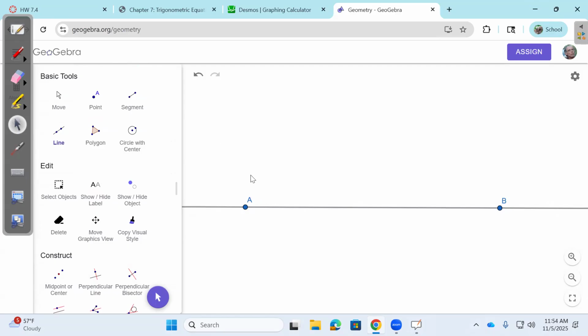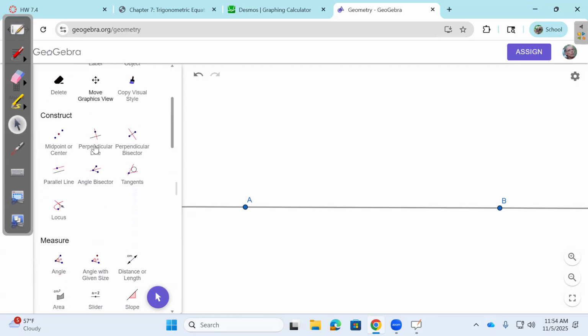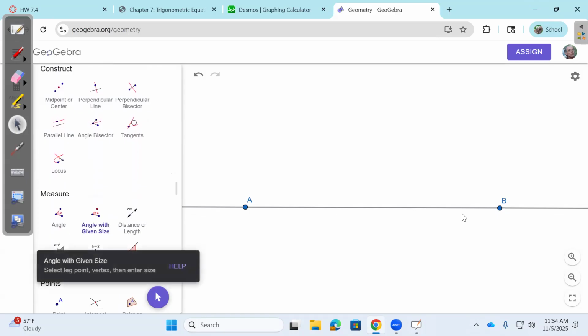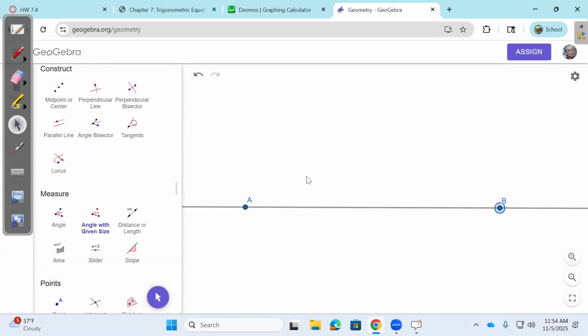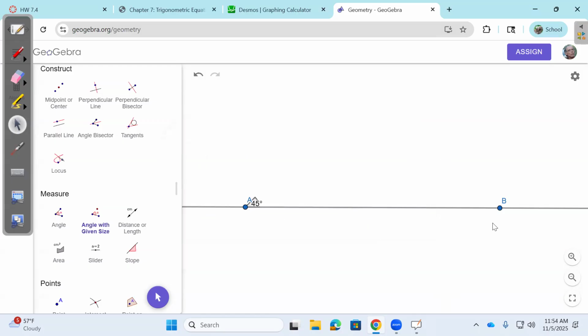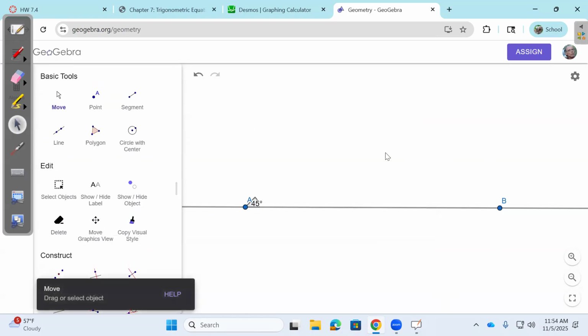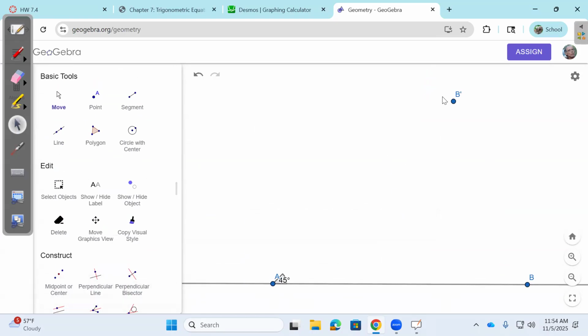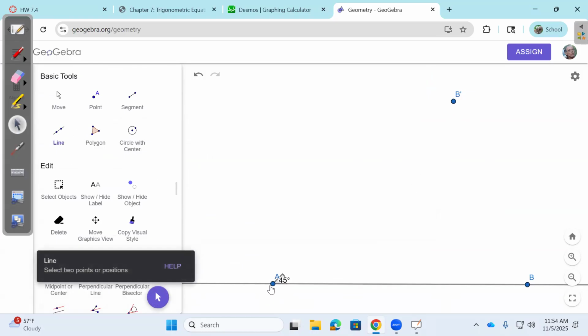Then I want to measure off a 45-degree angle, and they have a tool down here for an angle of a given size. So first you click on an away point, then you click on a point that's at the center of the angle, and it's going to default to degrees. If you get rid of the degree symbol, it'll default to radians. So leave the degree symbol in if it's degrees. I do want 45, counterclockwise, yep. And then what it's going to do is draw the angle and a point where that angle aims. Okay, so next I'm going to draw that line in.